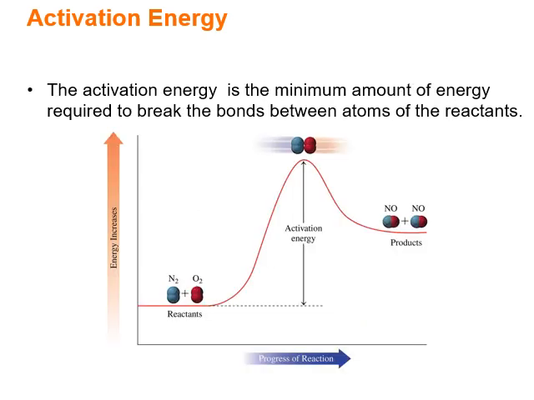Now you may remember this diagram from earlier on where we were talking about endothermic and exothermic reactions, but for virtually every reaction we have a kind of barrier to the reaction going from reactants to products, and that is known as the activation energy. That's the initial energy required to break the bonds between the atoms.